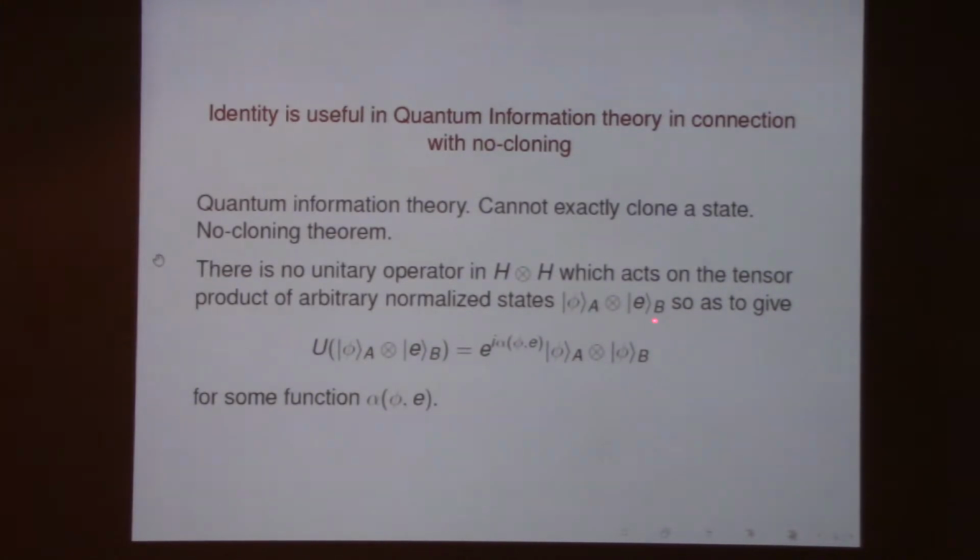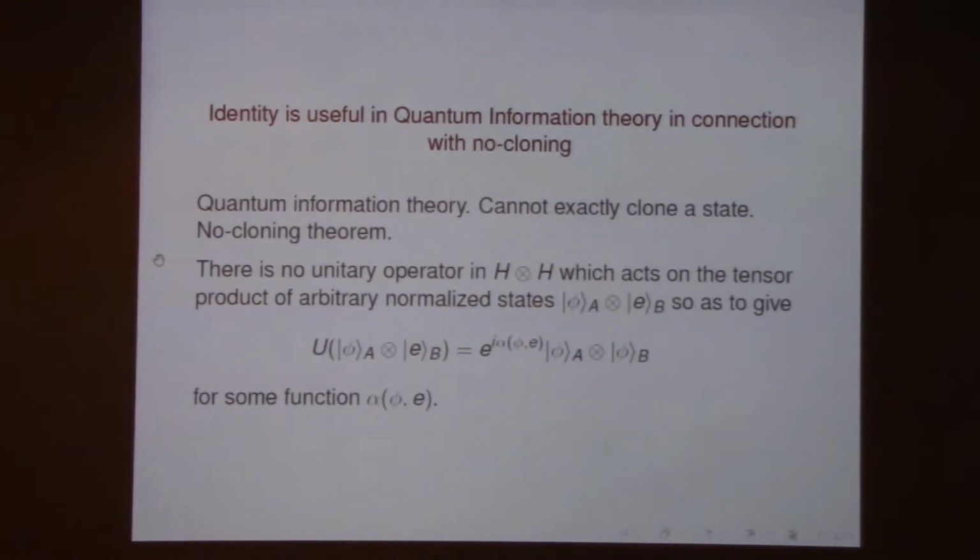You can ask, can I clone phi? So can I have a unitary operator such that when I act on phi tensor anything, the output is just phi tensor phi up to some phase that depends on the things I put in? So is there a unitary operator that will take phi tensor E to phi tensor phi? The no cloning theorem says that there isn't such a thing.